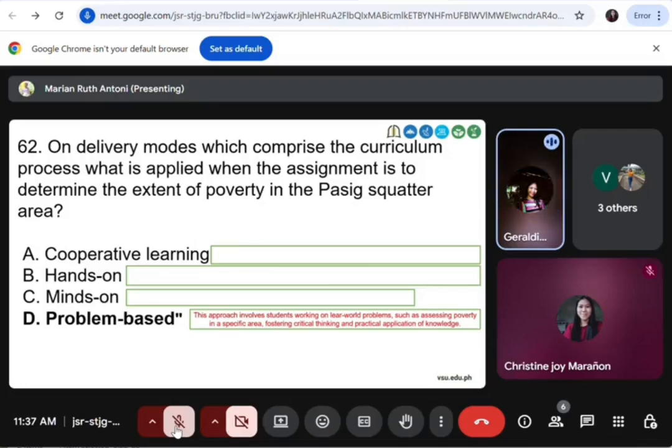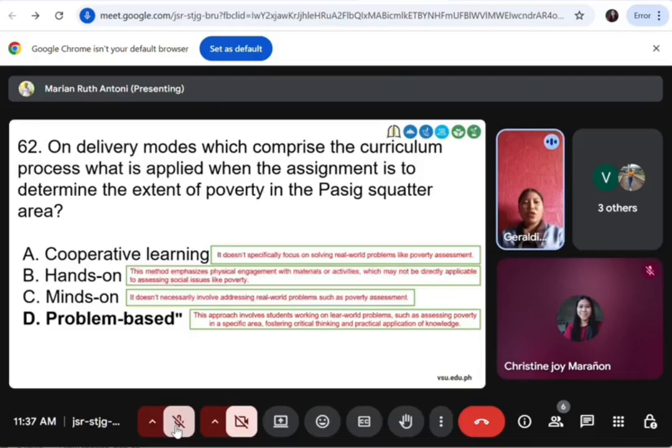So why not letter A, B, and C? It's because letter A, cooperative learning, doesn't specifically focus on solving real-world problems like poverty assessment. And why not letter B, which is hands-on? It's because this method emphasizes physical engagement with materials and activities, which may not be directly applicable to assessing social issues like poverty. Next.